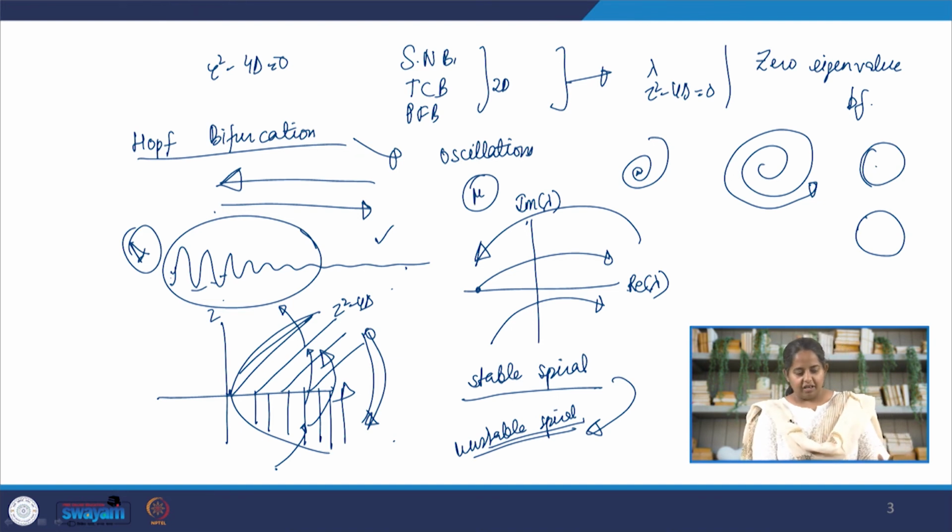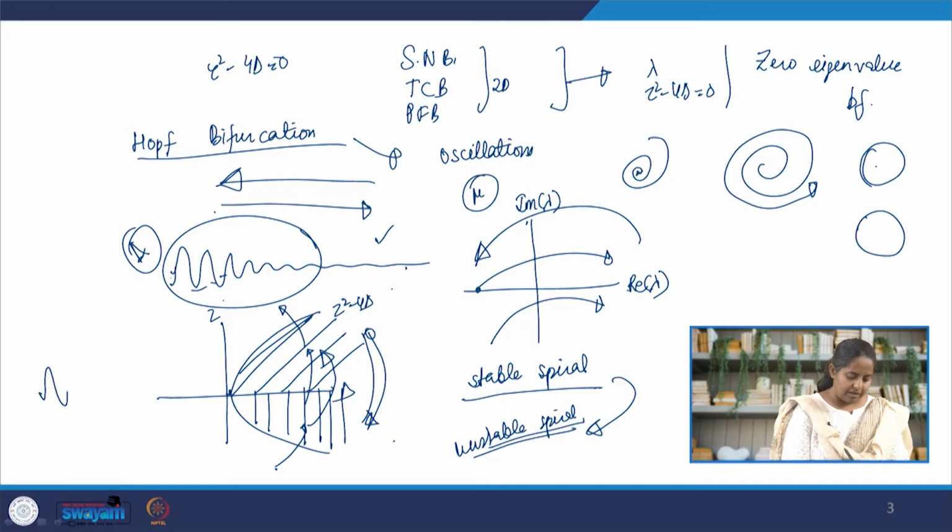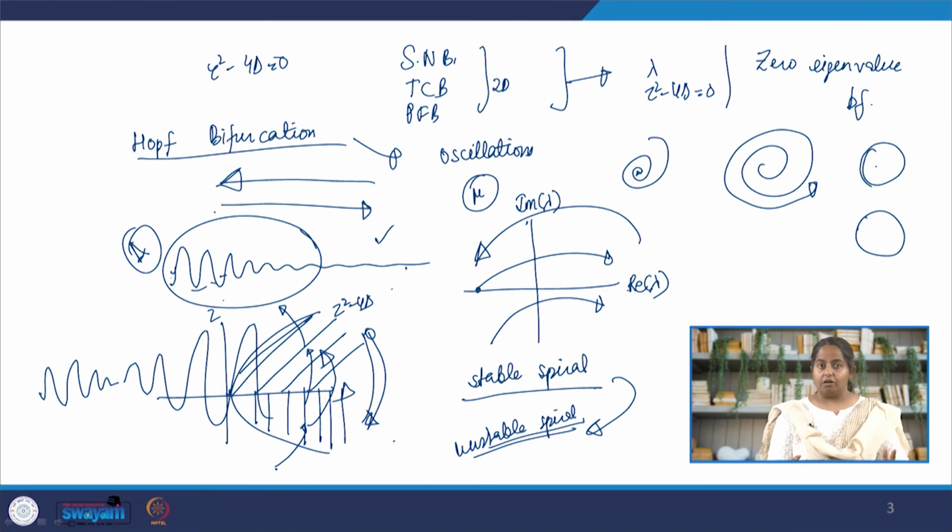Hopf bifurcation. In next lectures, we are going to look at some examples which will follow the Hopf bifurcation, and we will look at more in detail through examples. So this was a very brief introduction to Hopf bifurcation. I don't want to go much in depth here, but please understand, when we are dealing with complex eigenvalues, so complex conjugates of eigenvalues, and they are changing their stability, like unstable spiral to stable spiral, or oscillation to no oscillation, or no oscillation to oscillation, or even spiraling in to spiraling out, all of that is covered under Hopf bifurcation.